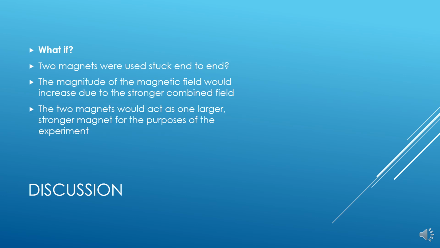What if two magnets were used stuck end to end? If two magnets were used stuck end to end, then the magnitude of the magnetic field would increase due to the stronger combined field, and the two magnets would essentially act as one larger, stronger magnet for the purposes of this experiment.